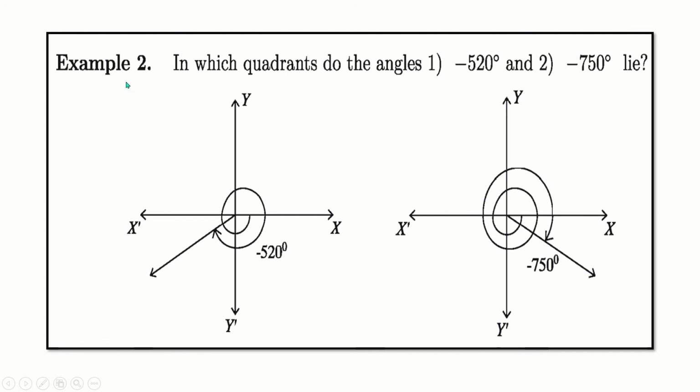Another example, that is example number 2. In which quadrants do the angles minus 520 degree and minus 750 degree lie? As here is minus, so the angle revolves clockwise. Clockwise means start from here and that will revolve this way. Okay, at first we have to calculate 520 degree and here 750 degree.